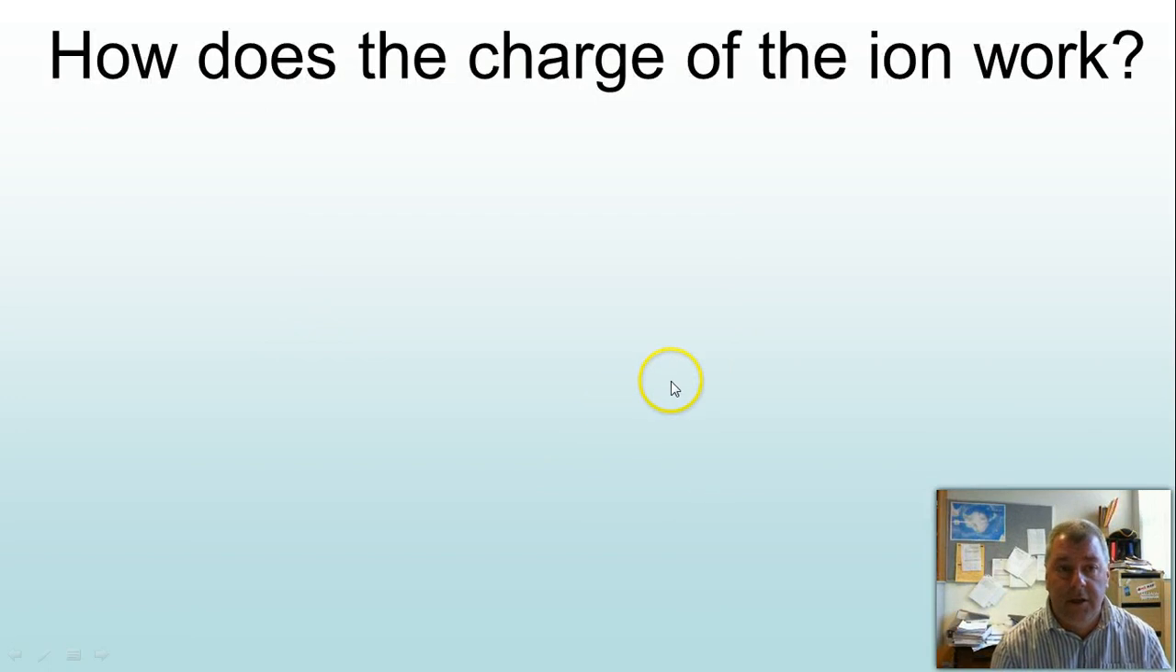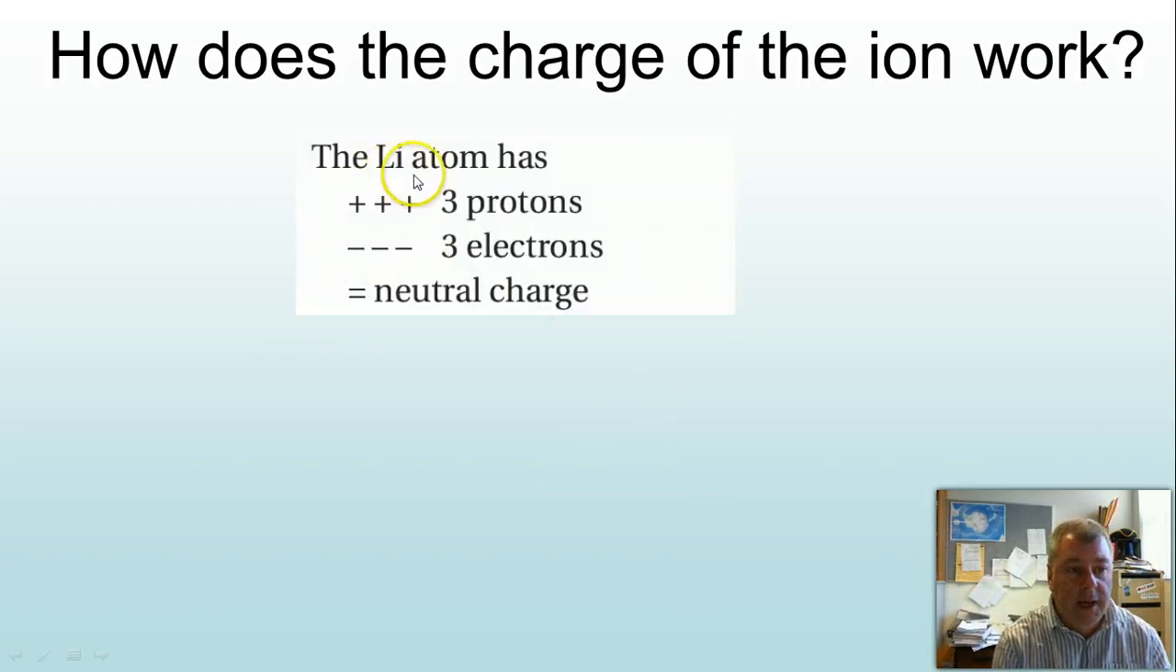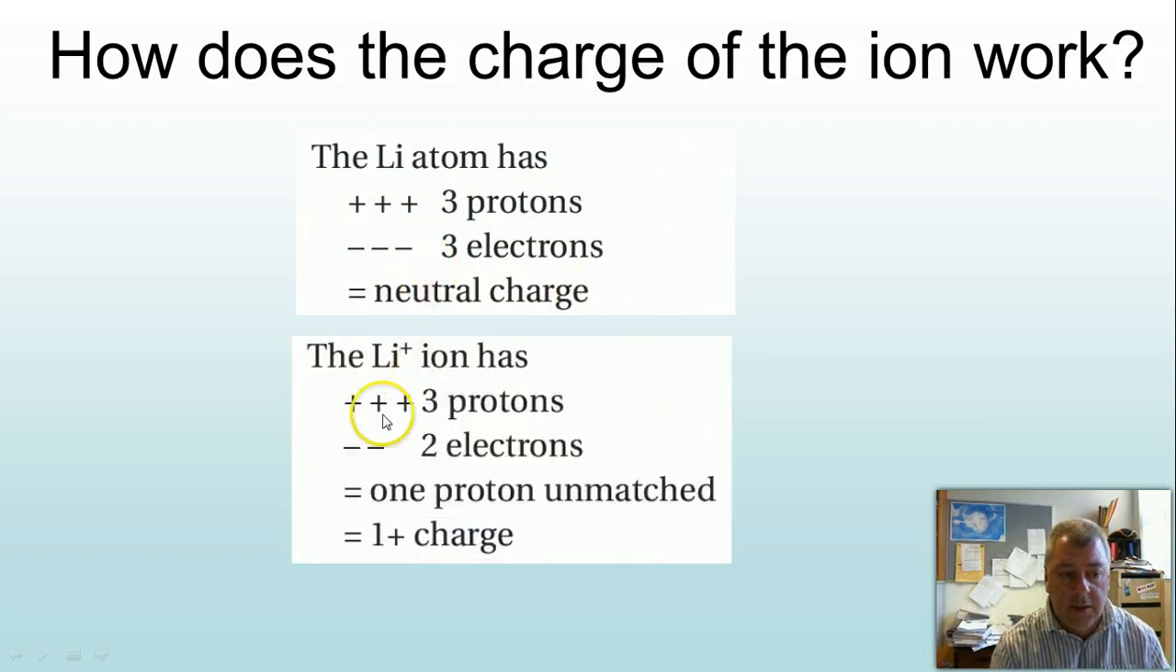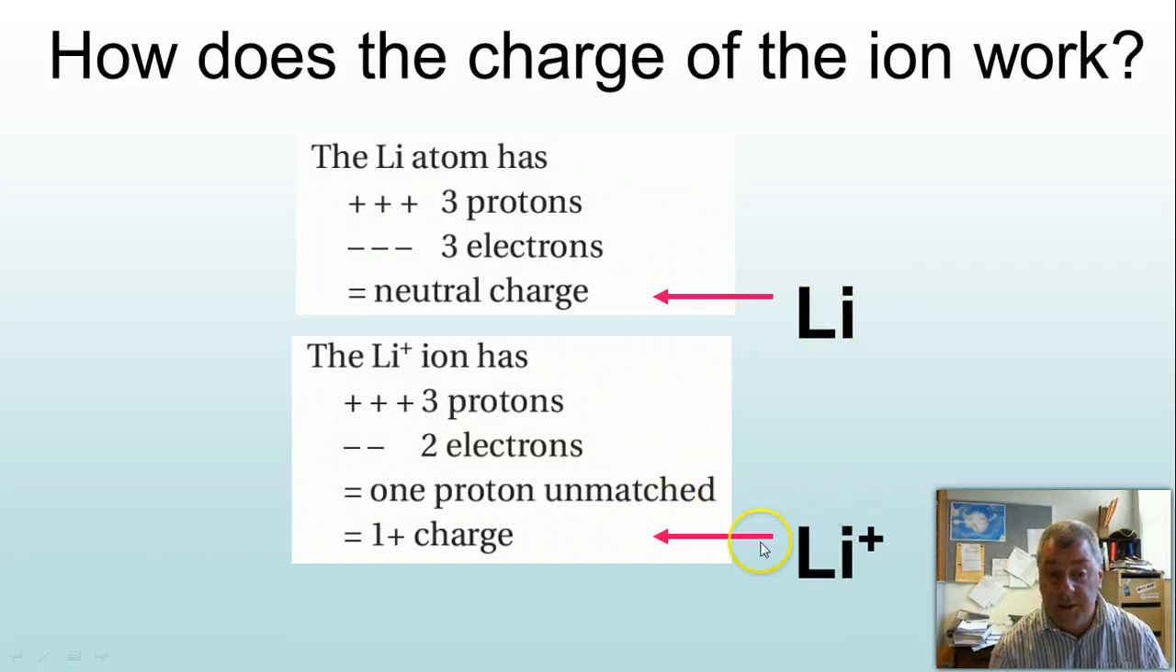How does the charge of the ion work? Well, for the lithium atom, we've got 3 protons in the nucleus, 3 electrons, so it's neutral. When it becomes the ion, we've still got the 3 protons, but we've now only got 2 electrons, so we have a charge imbalance of +1. The atom is written as Li. The ion has to be written as Li+. We have to write that charge in there because it's different from the atom.